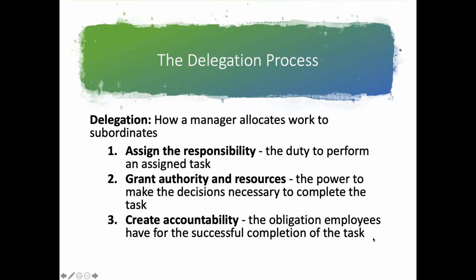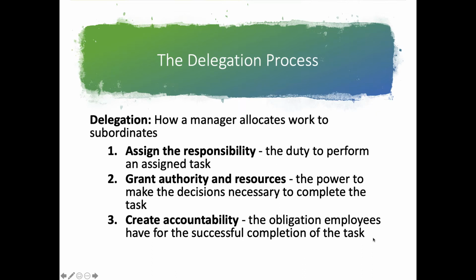How does it work? Well, you see the steps here. Number one, the manager assigns the responsibility to a specific worker or group of workers. What does that mean? It means you assign the duty to perform the assigned task. Step two, if you're going to assign the responsibility, you also have to grant the authority and the resources in order to complete the task.